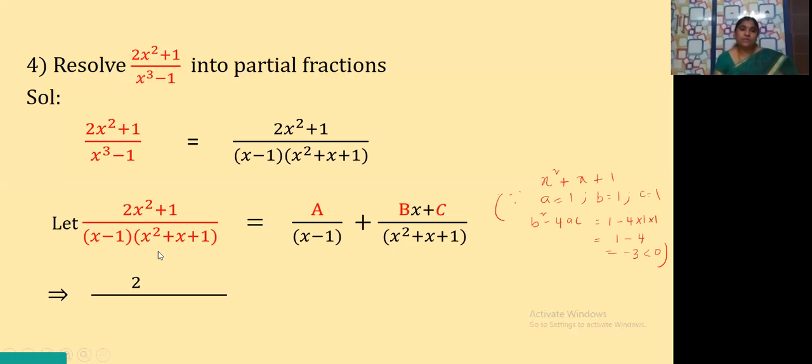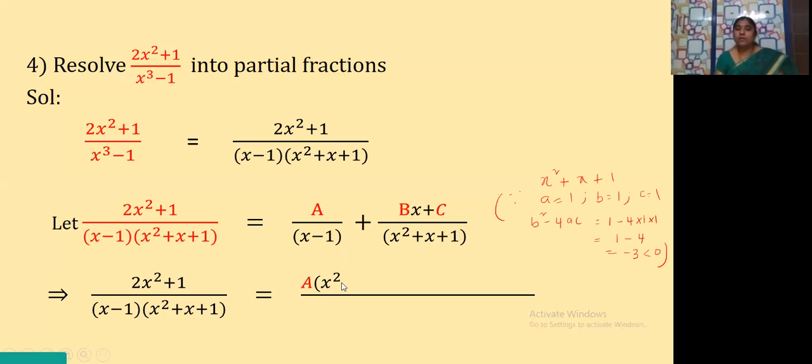(2x square plus 1) by (x minus 1) into (x square plus x plus 1) is equal to, what is the LCM here, children? The product of these two. Okay. So a into (x square plus x plus 1) plus (bx plus c) into (x minus 1), by the LCM, which is (x minus 1) into (x square plus x plus 1). Okay. Now this is the step what we have.